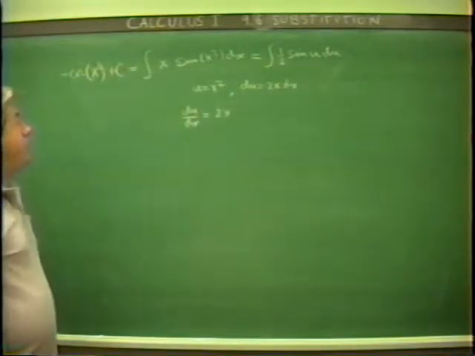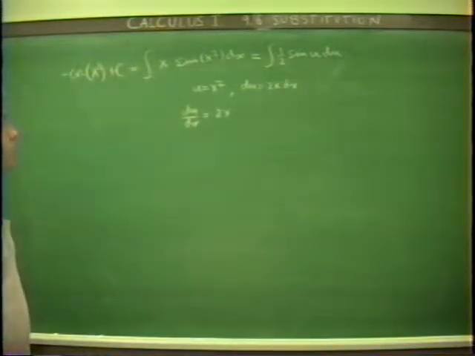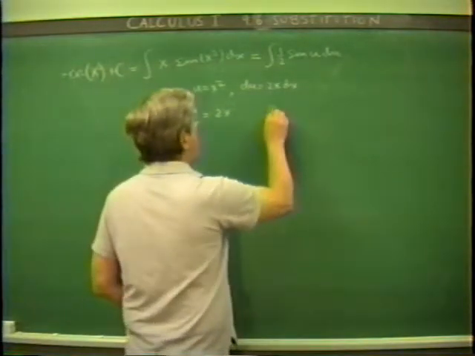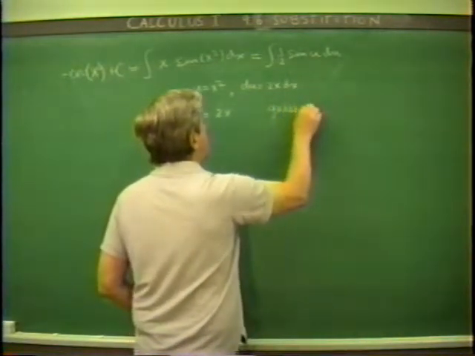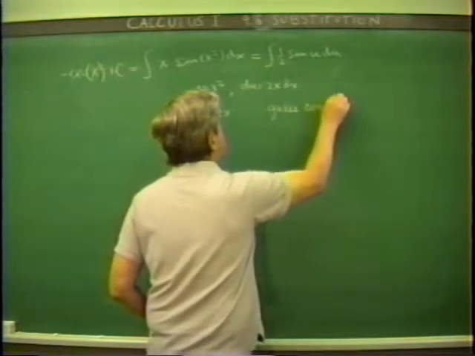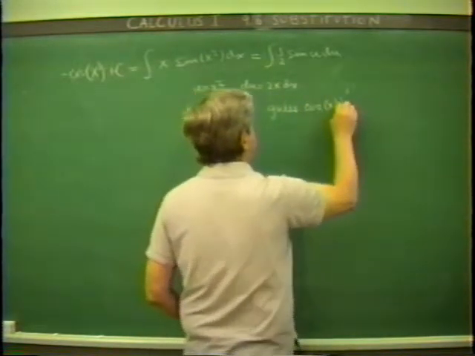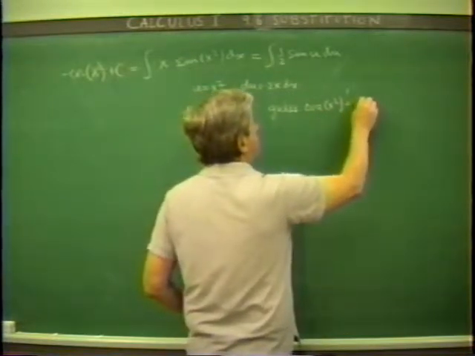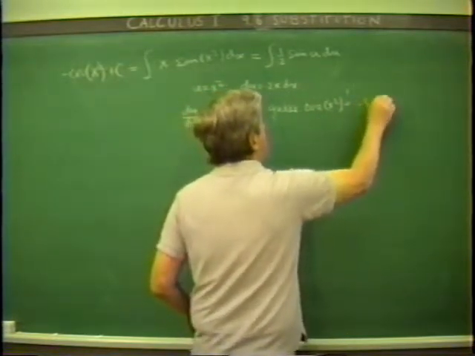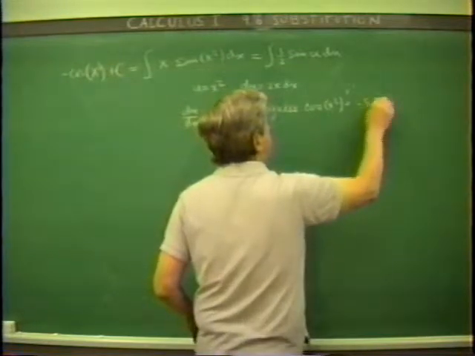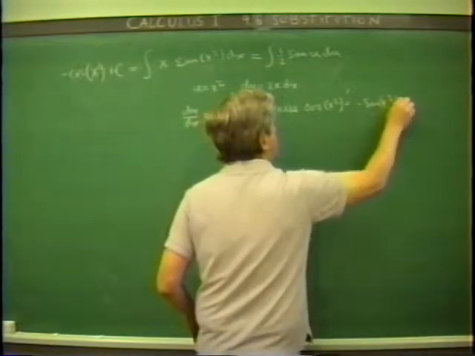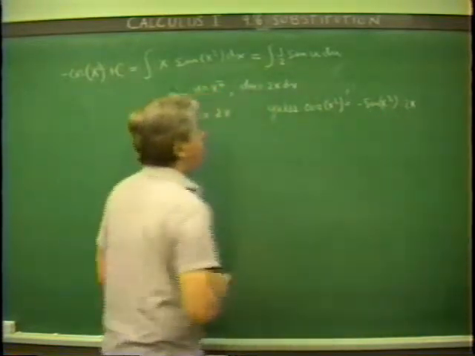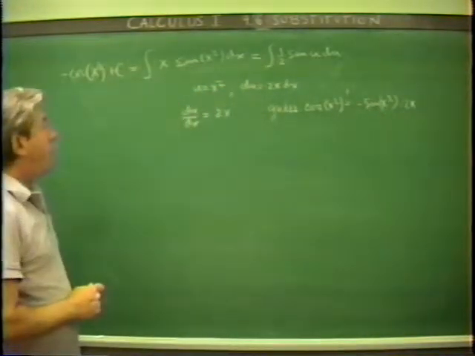Now, here as elsewhere, a good guess is sometimes just as good a method as any. That's to say, if you had guessed cosine of x squared and differentiated it, you find that the derivative of the cosine of x squared is minus the sine of x squared times 2x. Well, you're off by a factor of minus 2.